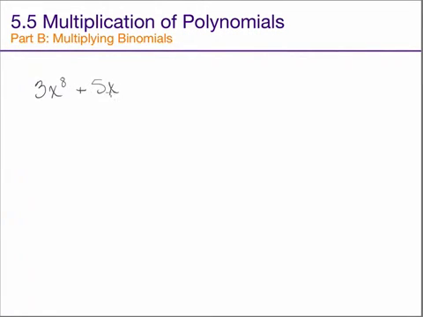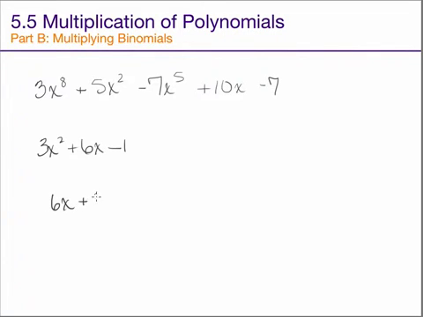Remember that a polynomial is a string of terms. Polynomials with 3 terms are called trinomials. Polynomials with 2 terms are called binomials. Polynomials with only 1 term are called monomials. We met them in the last part. This part is about multiplying binomials.